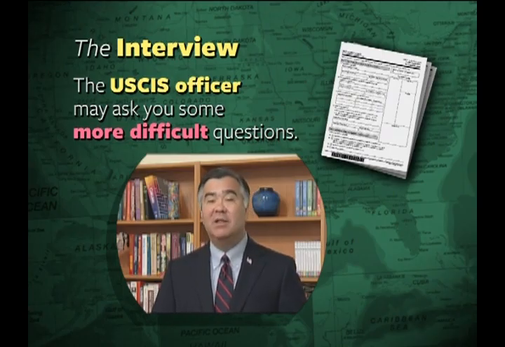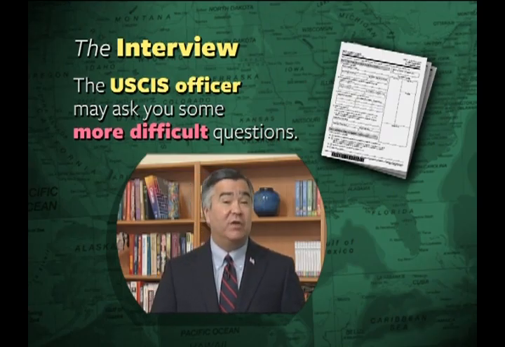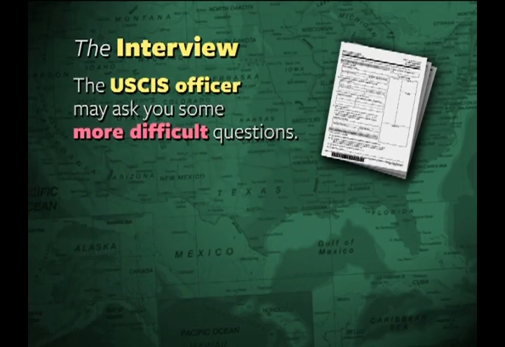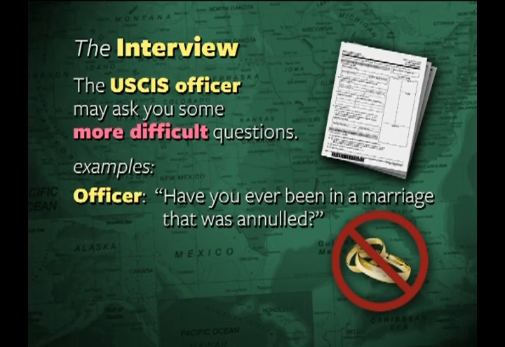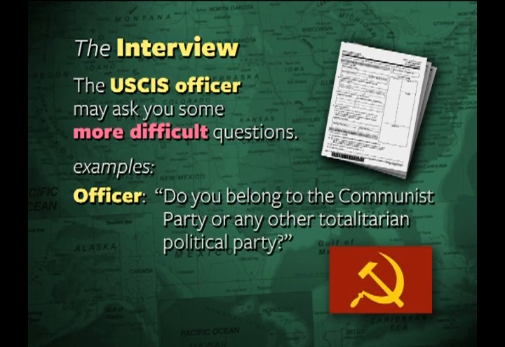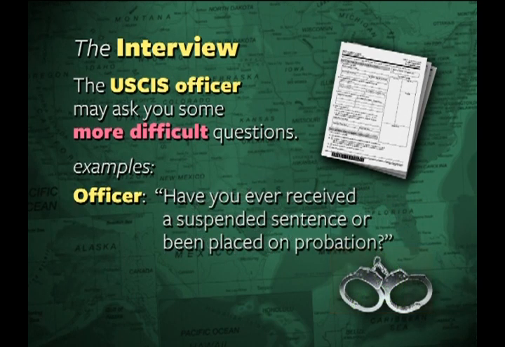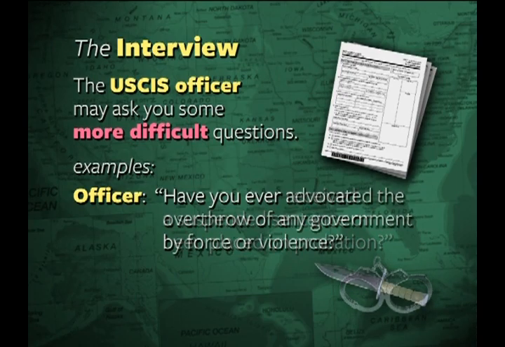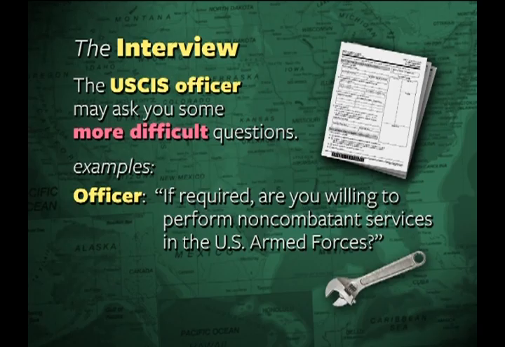Here are a few examples of the kinds of difficult questions that the officers sometimes ask. Have you ever been in a marriage that was annulled? Have you ever failed to file a required income tax return? Do you belong to the Communist Party or any other totalitarian political party? Have you ever received a suspended sentence or been placed on probation? Have you ever advocated the overthrow of any government by force or violence? If required, are you willing to perform non-combatant services in the U.S. Armed Forces?